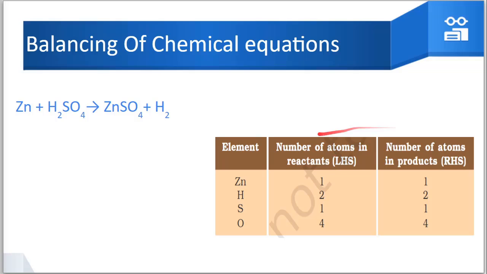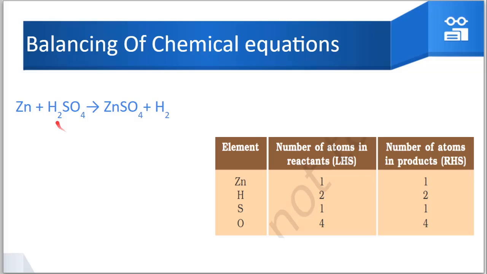You can observe in this table that for the element zinc, the number of atoms in reactants, meaning the left hand side, is 1, and the number of atoms in products, meaning the RHS, is 1. So the zinc is 1 on the left hand side and 1 on the right hand side. Now let us consider the hydrogen. For the hydrogen, there are 2 atoms on the left hand side and 2 atoms on the right hand side.